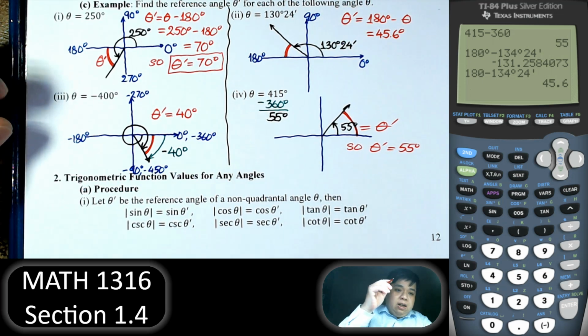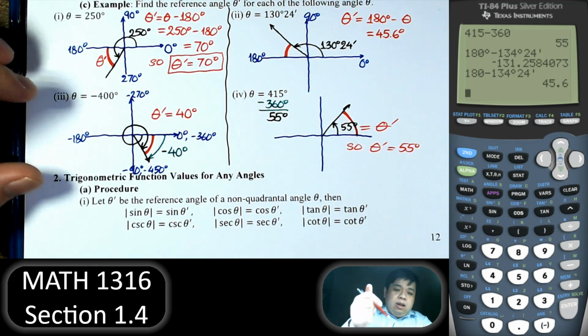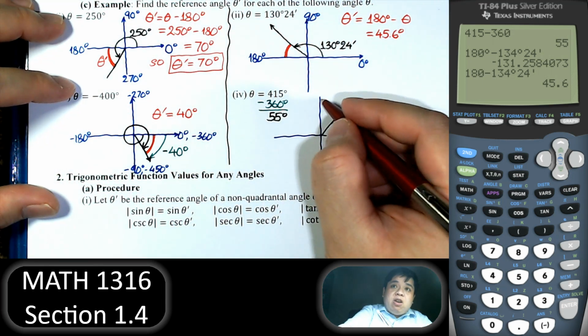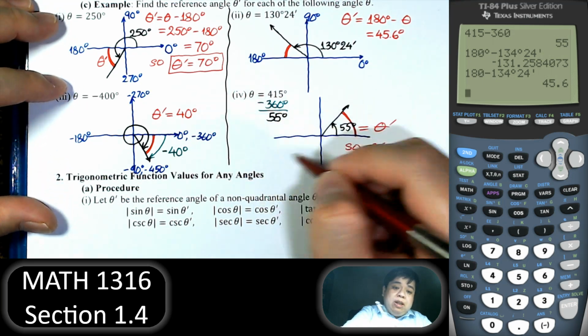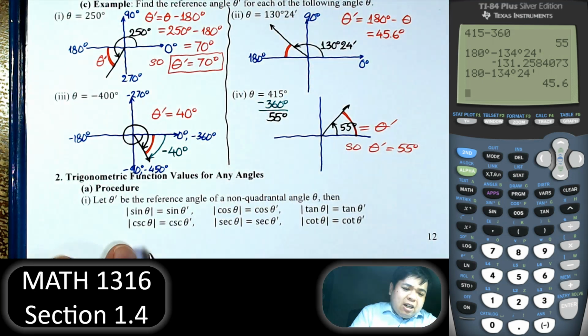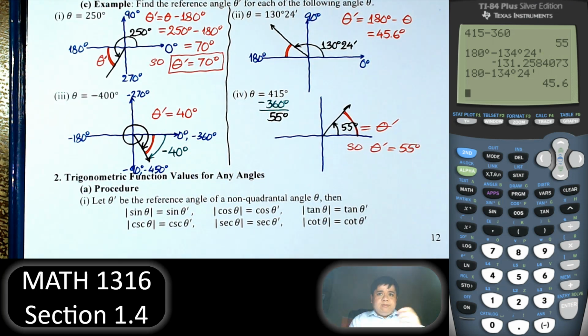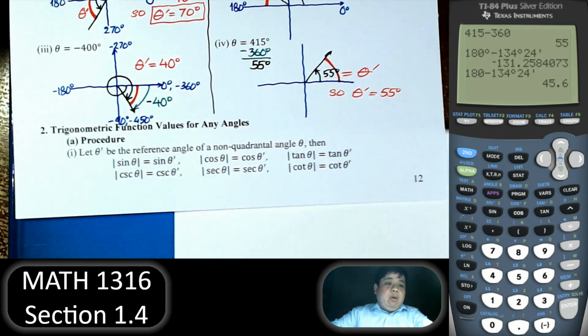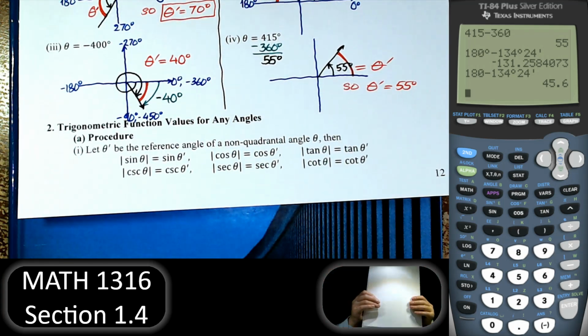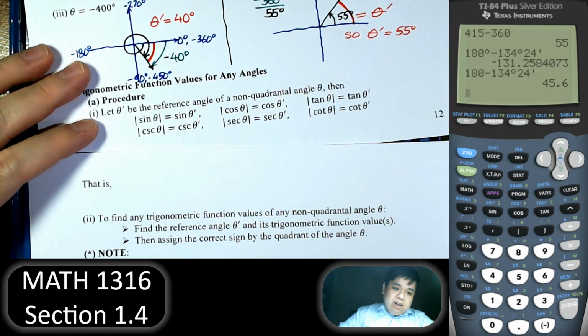So the terminal ray does not lie on the x or the y axis, so it has to be in one of the four quadrants. In that case, the trig function with absolute value is equal to the trig function of the reference angle. And so what's the big deal? Well, writing like that is correct. However, it would be more helpful if we write like this in general.